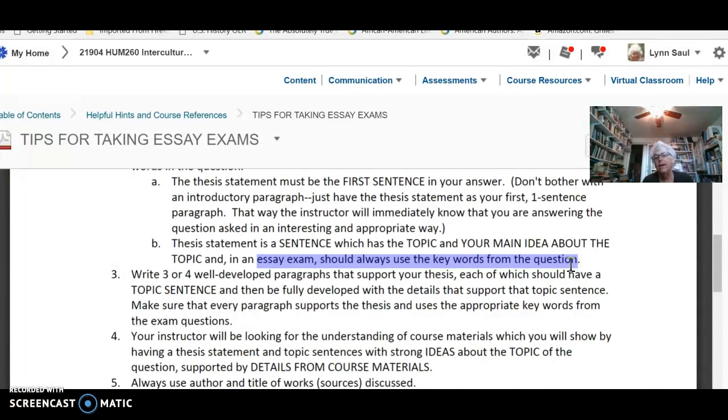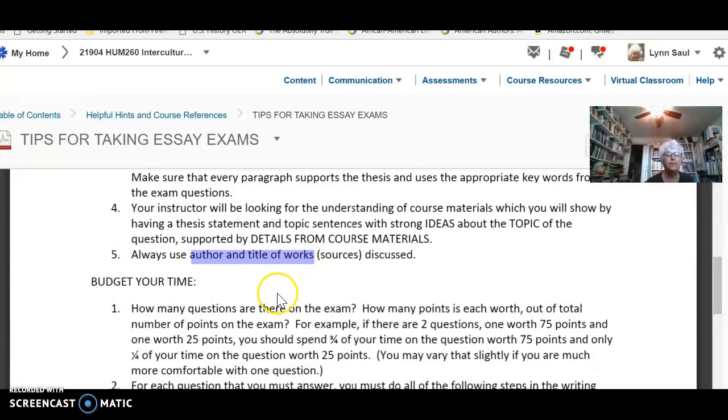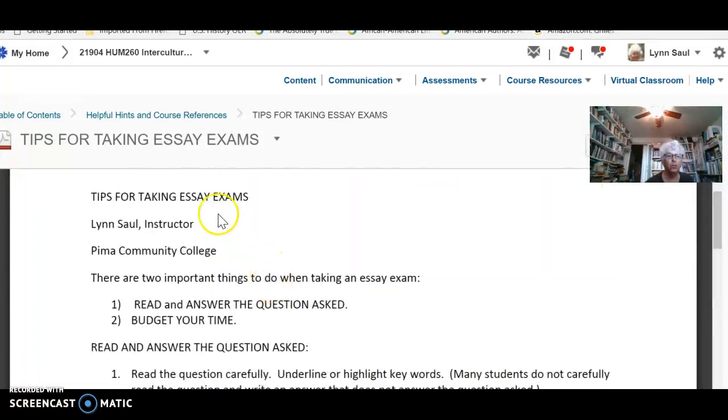So you might say that the literature and art illustrate or strongly illustrate, that's going to be an even better main idea, the historical situation. Then you write 3 or 4 well-developed paragraphs and so on. Always use the author and title of the works discussed. Some of you did not do that. And then there is this matter of budgeting your time, which you can read and study.